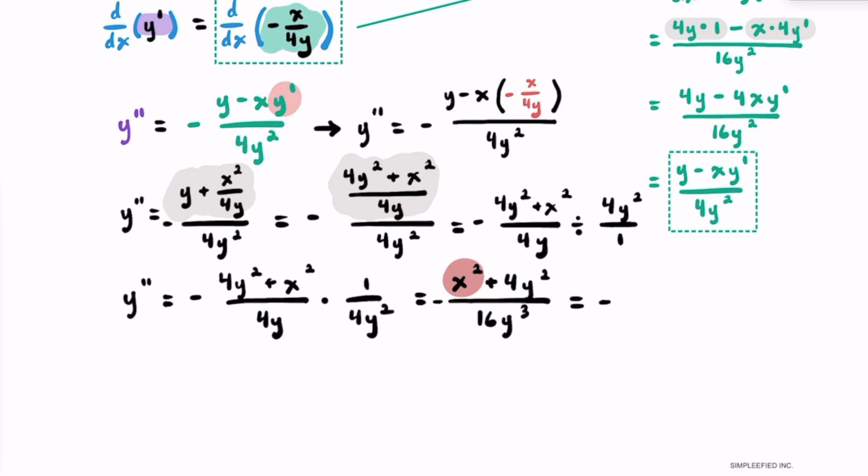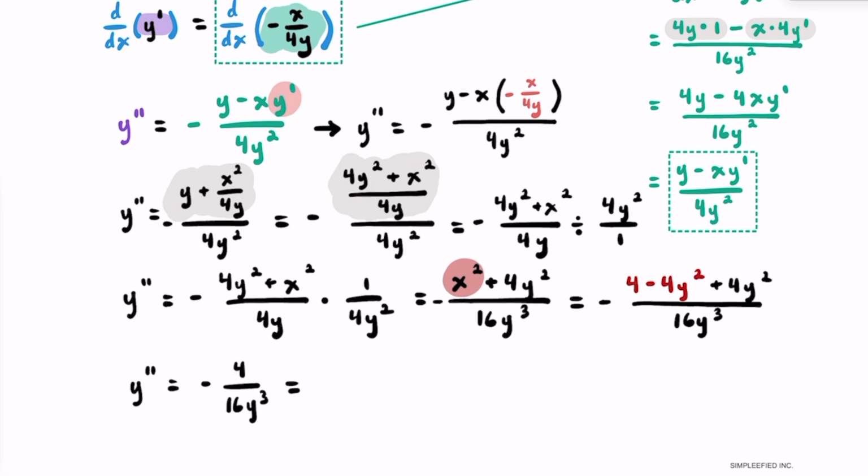If we make that substitution, we have this 4 minus the 4y squared. Again, that's a substitution from the original equation. And then we have this plus 4y squared. And this is all going to be over 16y to the third power. All right, so we're almost done cleaning this up, but this negative 4y squared is nicely canceling out with this positive 4y squared. So I think all we have here is y double prime is going to be equal to a negative 4 over 16y to the third power, right? Now we divide top and bottom by 4 here. We're going to say that we have negative 1 over 4y cubed.